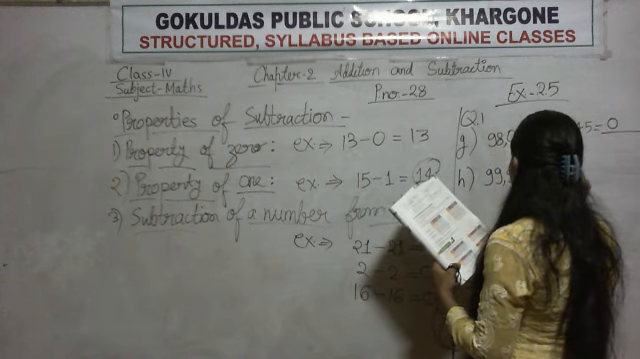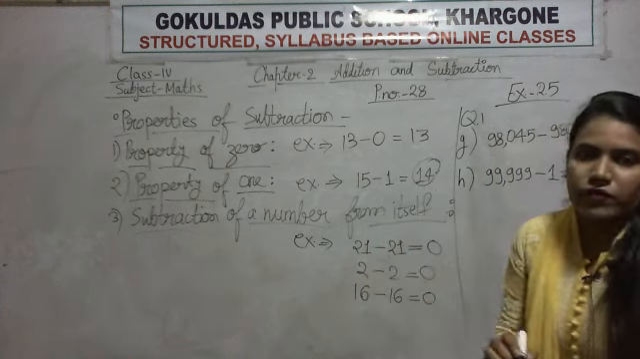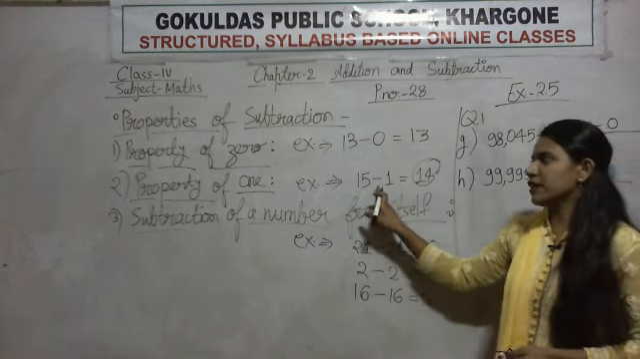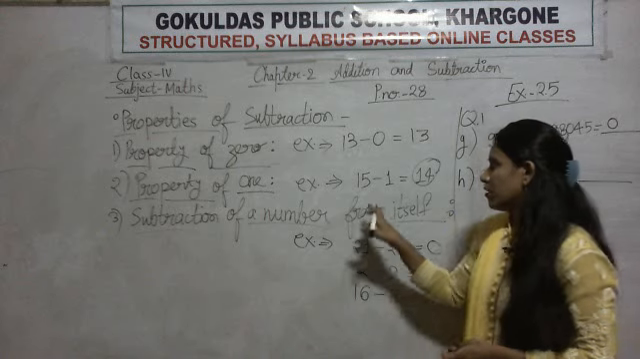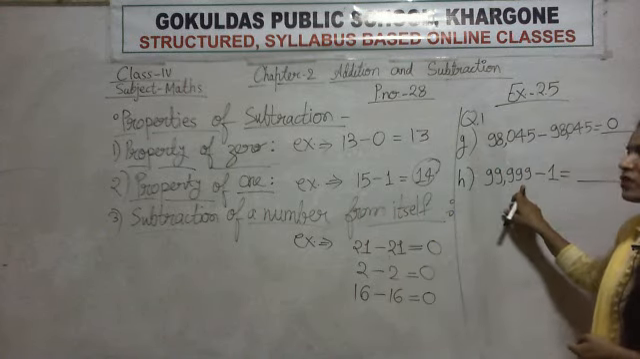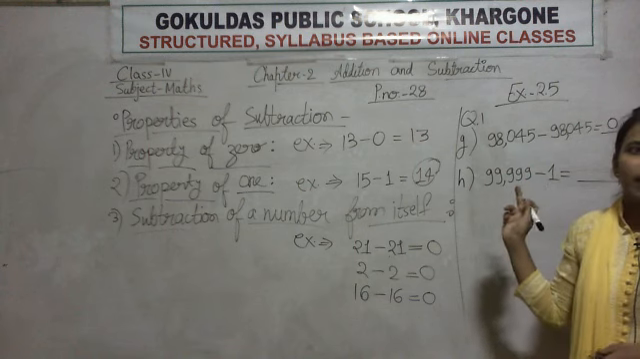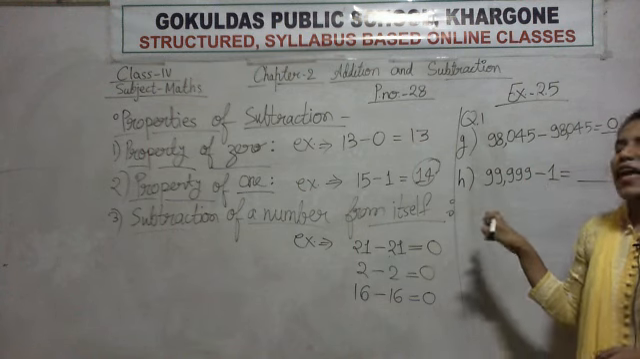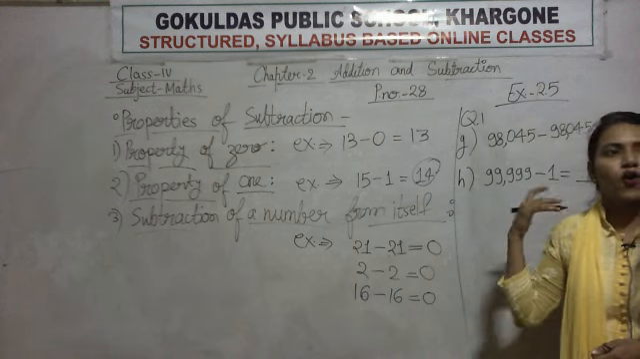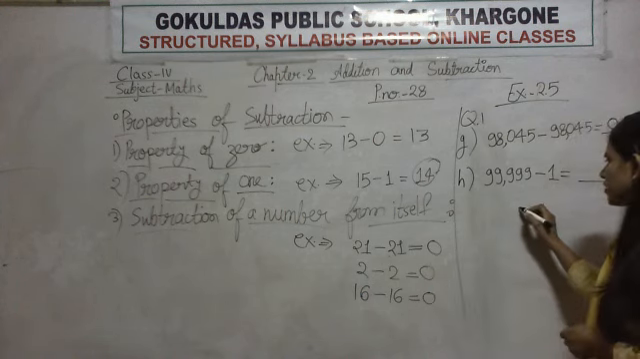The last part is 99,999 minus 1. Which property is it? Observe from the board. It is the property of 1. You are subtracting 1 from this number. What will you get? You will get the predecessor of the number. And if you have any confusion, no need to worry. Just arrange the numbers column-wise and do the subtraction.